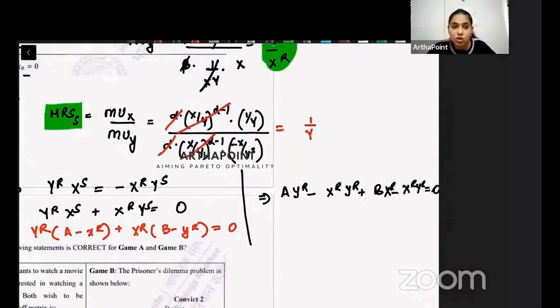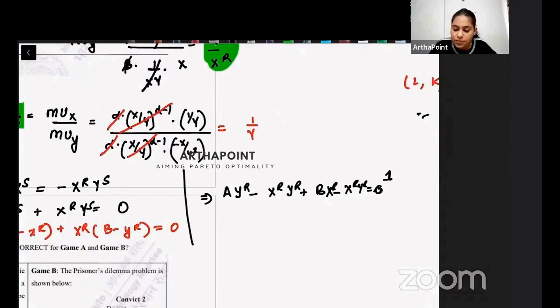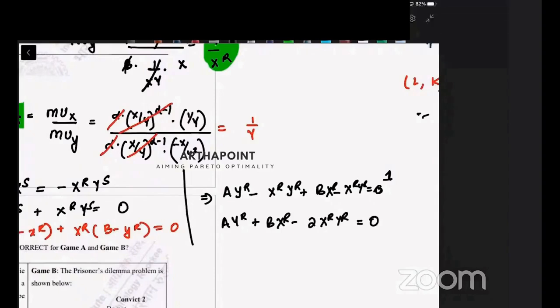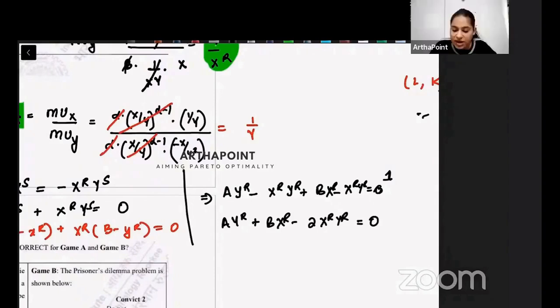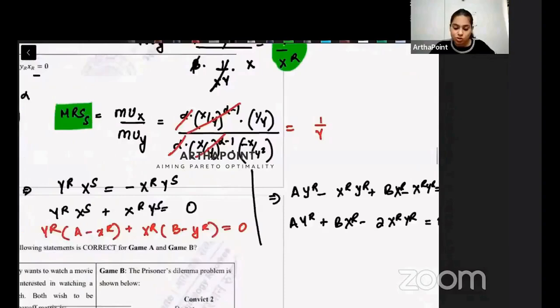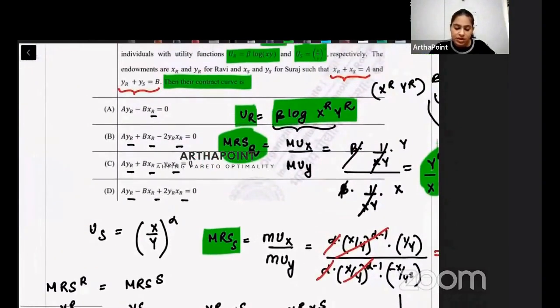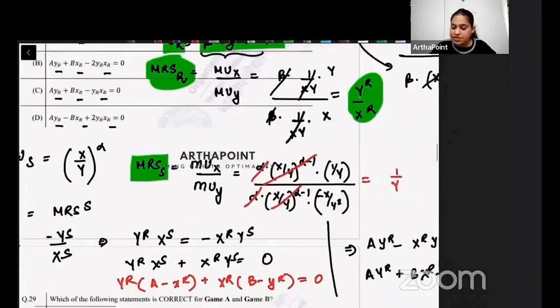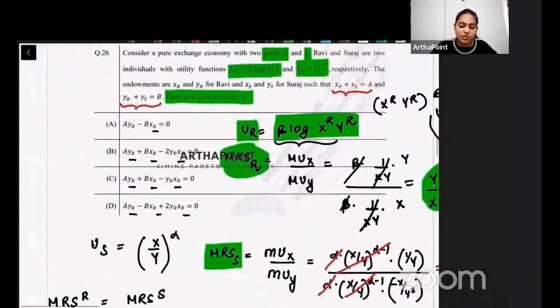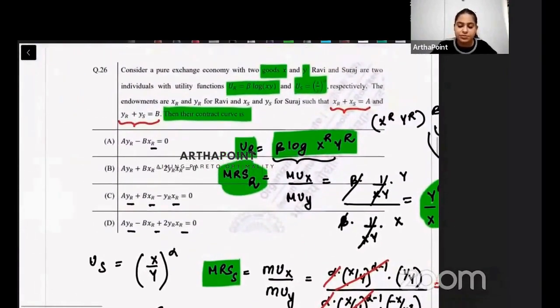And when you start solving this, it will give you A YR plus B XR minus 2 XR YR equal to 0. So this will be your answer. So the answer to this question is going to be A YR plus B XR minus 2 XR YR, which means option number.